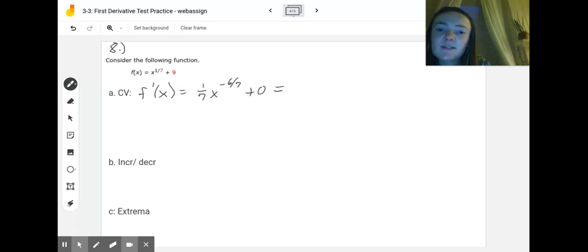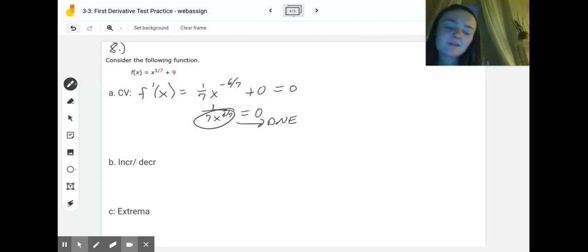I want to know, when does this thing equal 0? When is it undefined? Well, let's rewrite it as a fraction. This is the same thing as 1 over 7 x to the regular 6/7. Well, there's no way this thing could equal 0, but there is a way that it could be undefined. It could be undefined if the denominator equals 0. The only place where the denominator is going to equal 0 in this instance is if I plugged in 0 for x. So my only critical value is x is equal to 0.